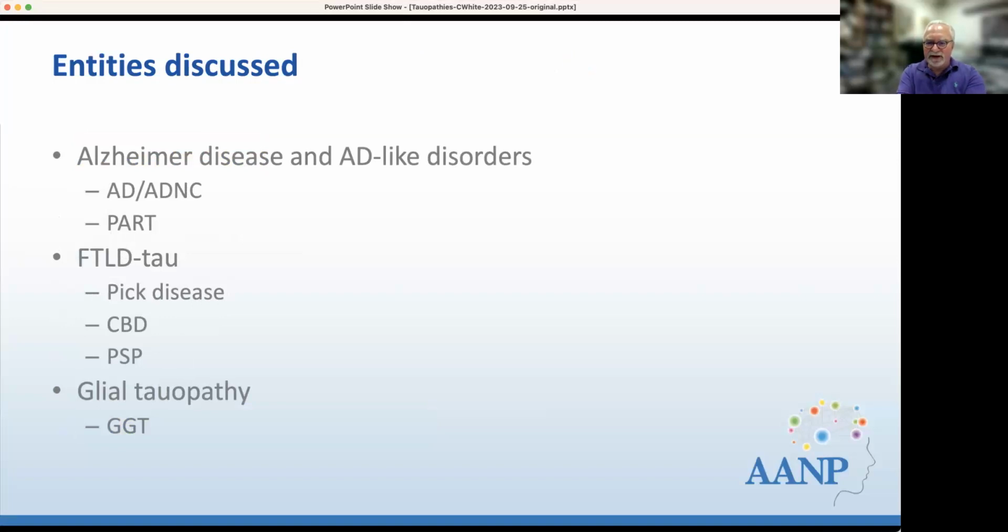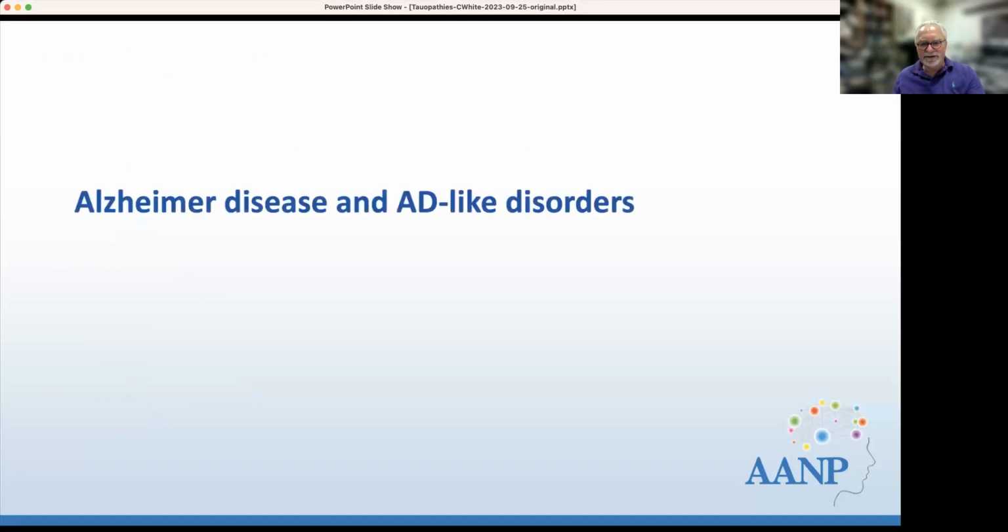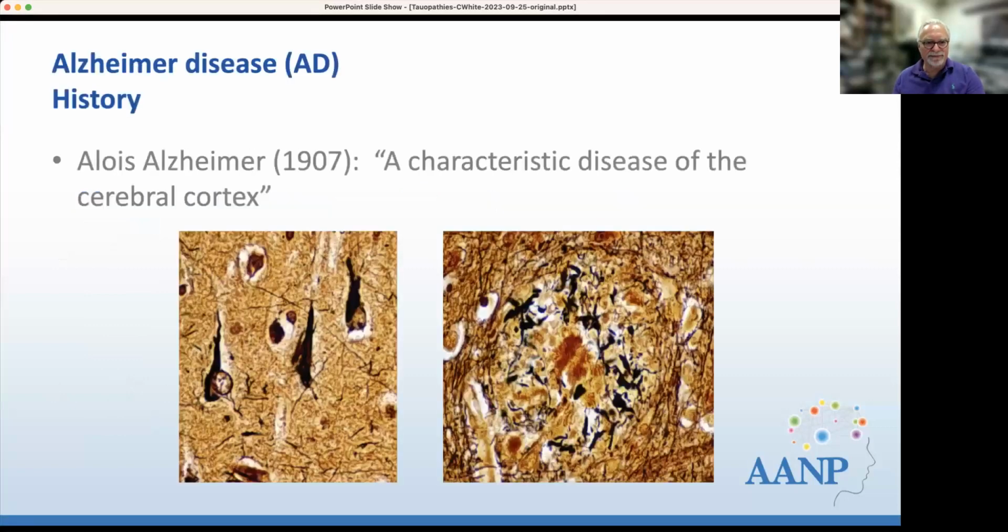So first, we'll cover Alzheimer's disease and Alzheimer's disease-like disorders, including primary age-related tauopathy. Then I will cover three of the major FTLD conditions that are associated with tauopathic lesions, the so-called FTLD taus. And then finally, I'll discuss one glial tauopathy, globular glial tauopathy, that's important in causing clinical disease. So first, let's jump into Alzheimer's disease and AD-like disorders.